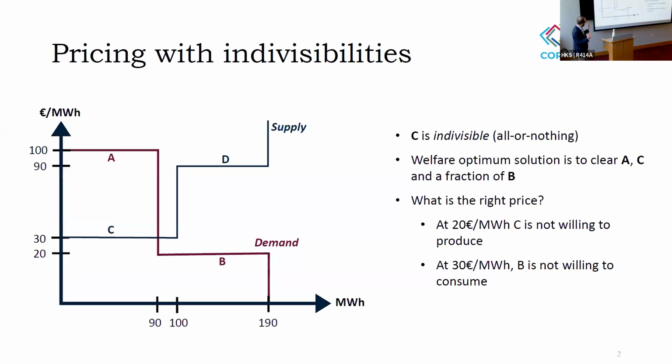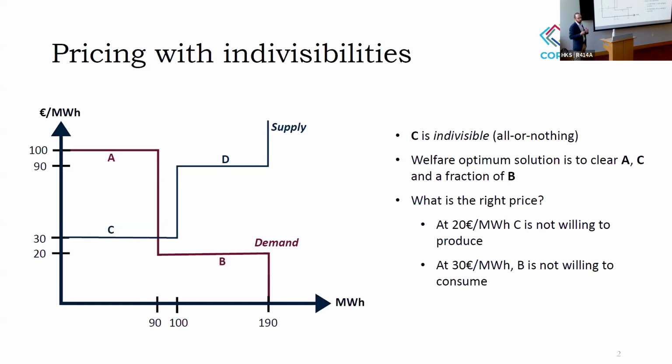I think the best way to understand what this is all about is to look together at a small example. Please consider this small market that I've drawn on this slide. There is a demand curve made of two bids, A and B, and a supply curve made of two bids, C and D. You can view that as a small representation of an electricity market, or as an auction where those would be the different bids submitted by suppliers and consumers.